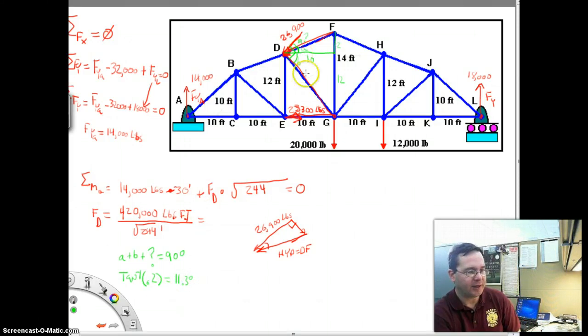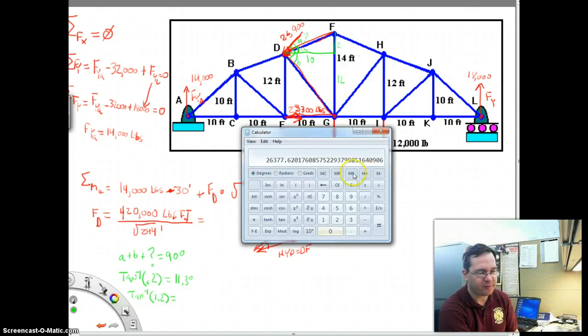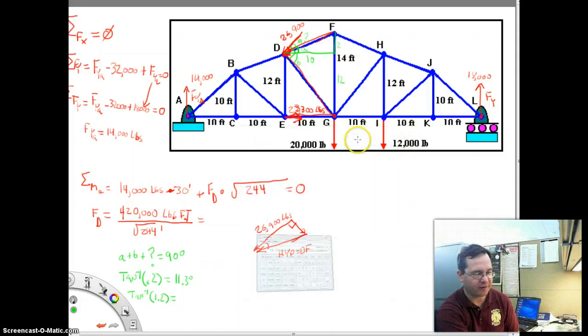Then I can look at angle B. Angle B has got an adjacent side of 10 and an opposite side of 12. So I can take the arctangent, or the inverse tangent, of 12 divided by 10, which is 1.2. And that one I've got to punch up. So I'll come over here to my calculator. 1.2, I hit the inverse key to get the inverse tangent function, and I find that it's about 50.2 degrees.